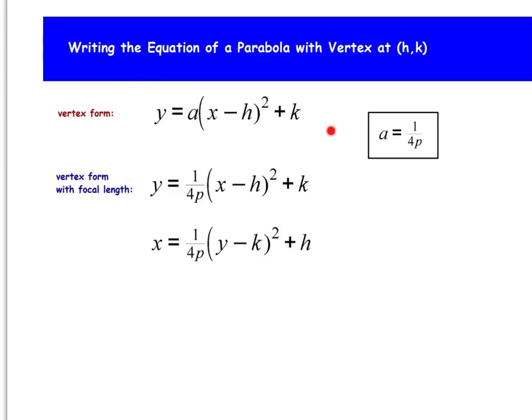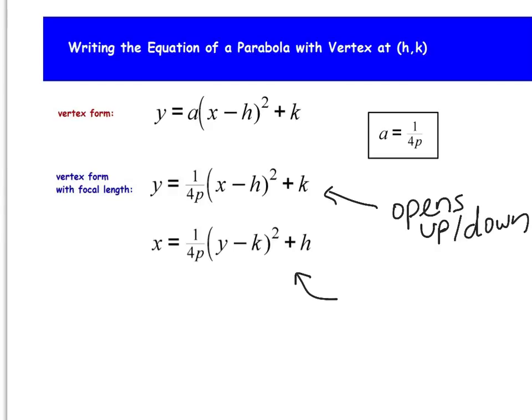And in the previous lesson, you learned that coefficient a is equal to 1 over 4p, where p represents what we call the focal length. So if we substitute in 1 over 4p for a, then we get a modified version of vertex form. This would be for a parabola that opens up or down. And then we have the inverse, in which this opens left or right.